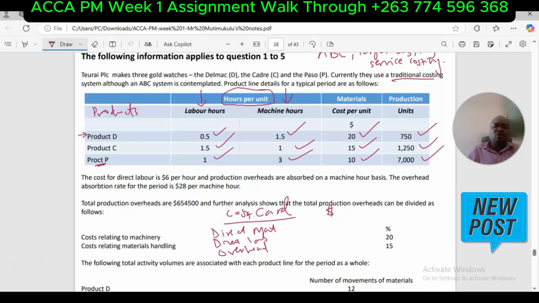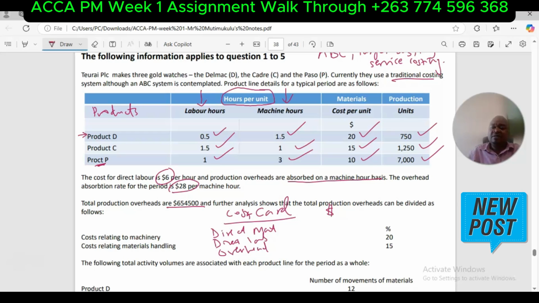The scenario. So the cost for direct labor is $6 per hour. And then production overheads are absorbed on a machine hour basis, and the overhead absorption rate is $28 per machine hour. Those figures are very, very important. So production overheads are in total 654,500, and further analysis shows that the total production overheads can be divided as follows.